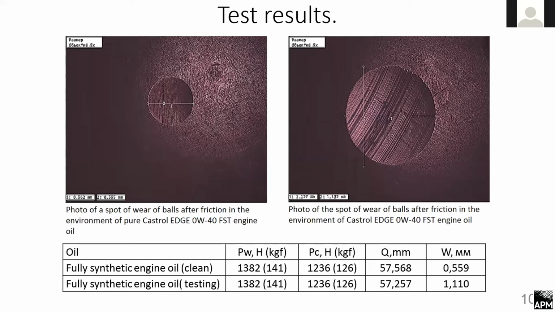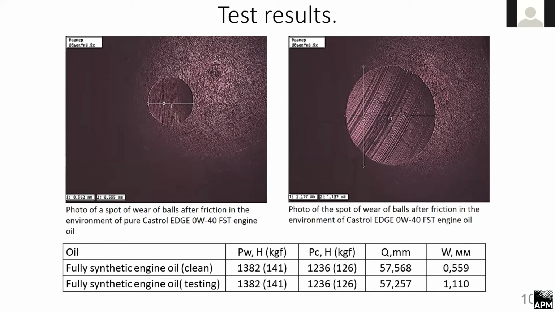The diagram shows results of friction tests of clean and used fully synthetic engine oil in a 4-ball friction machine. After processing the results, it was found that clean and used oil had the same amount of holding load, PW, critical load, PC, and Tesa index, Q.